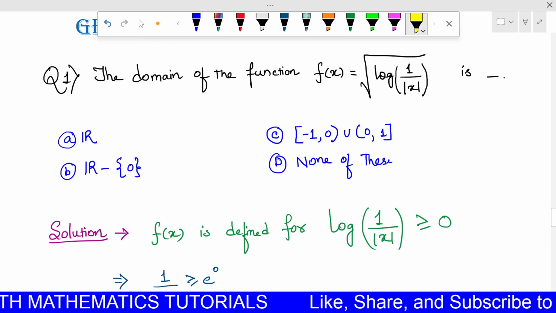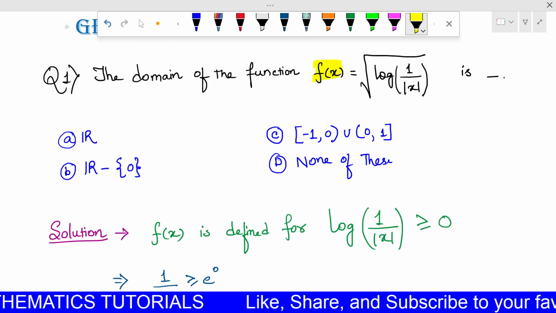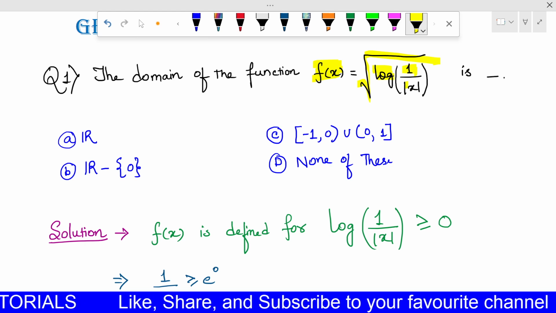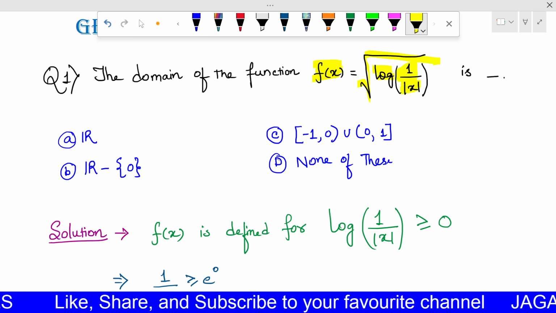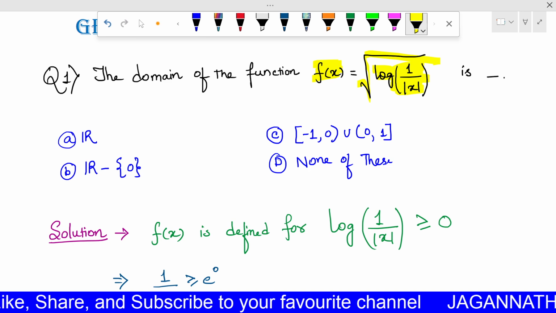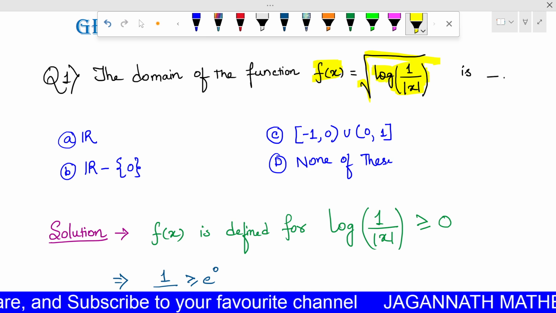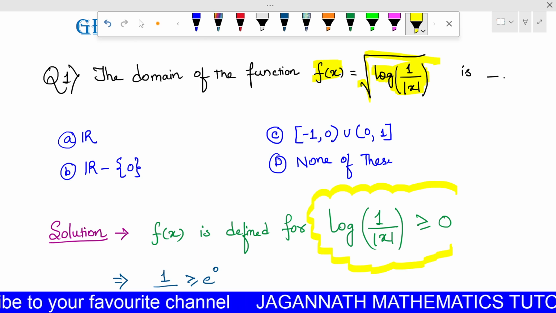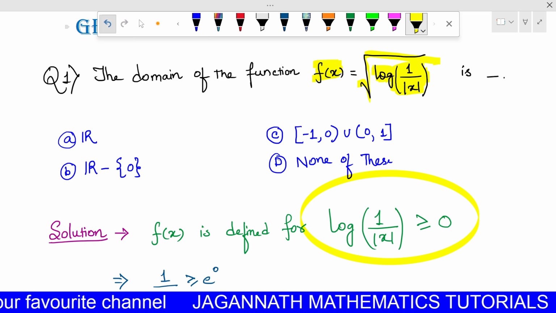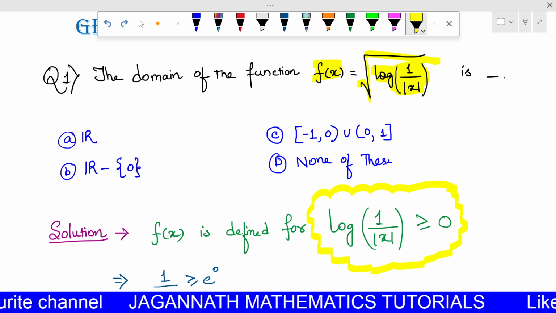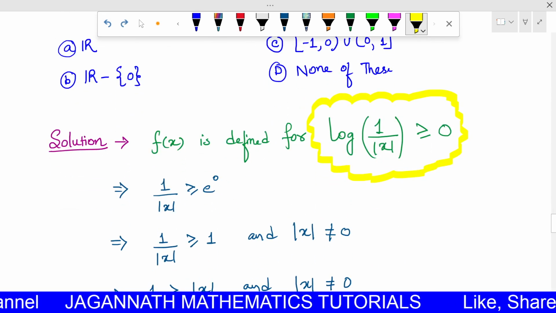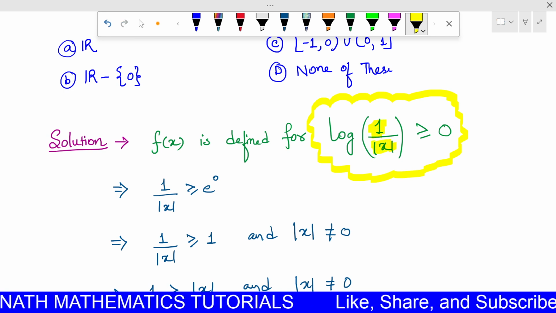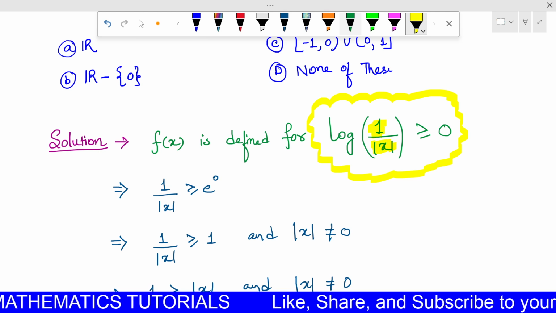So we are given this function f(x) as square root of log of 1 by mod x. Now we know that the square root function is defined only when this function is greater than or equal to 0, right? Now for this to happen, we must have this greater than or equal to e raised to the power 0, right?